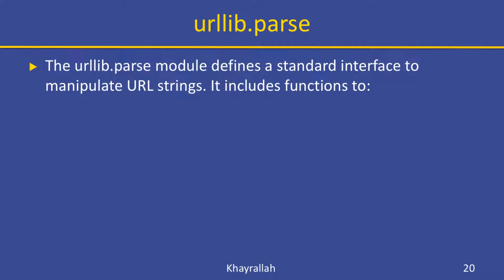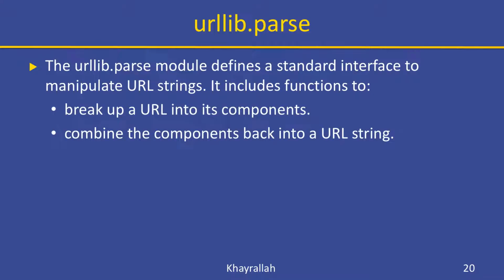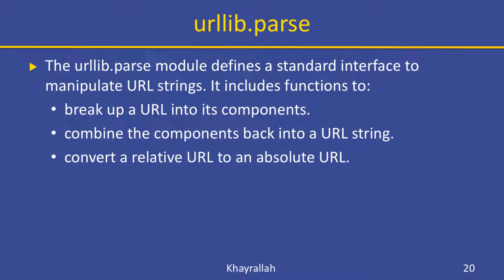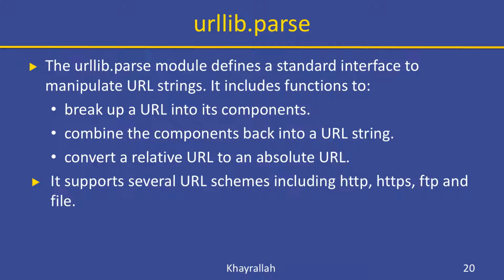The urllib parse module defines a standard interface to manipulate URL strings. It allows us to break up a URL into its components, to combine the components back into a single URL string, and to convert a relative URL to an absolute URL. It supports several URL schemes, including HTTP, HTTPS, FTP, and file.